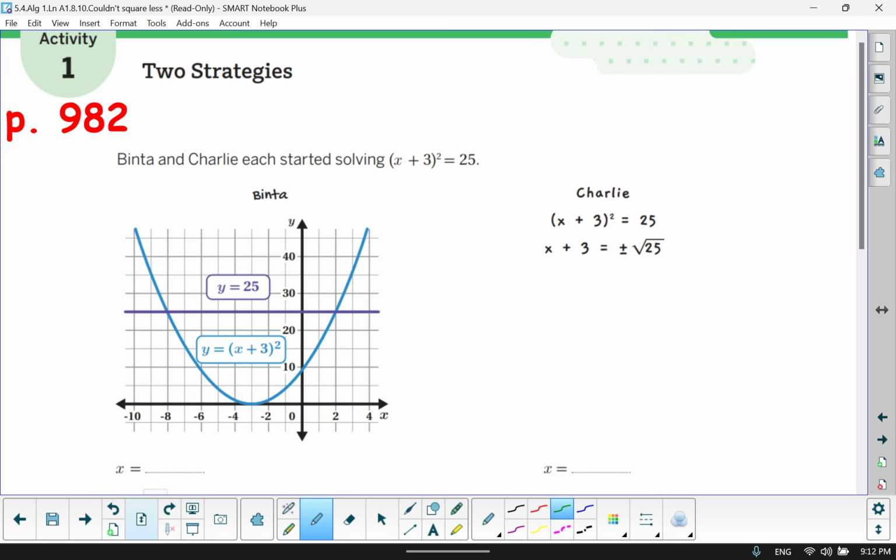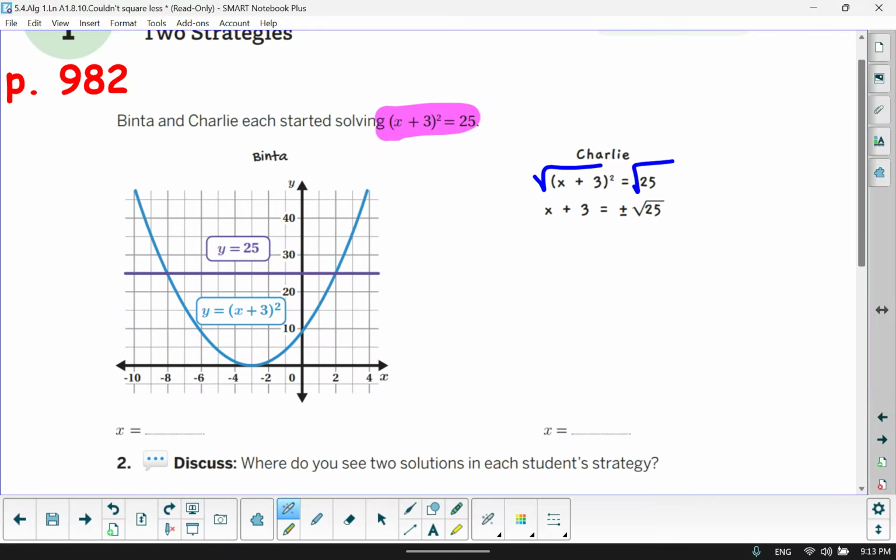All right, page 982, folks, page 982. I want you to take a look at Binta and Charlie's method here for a different equation. Here we have x plus 3 to the second power is equal to 25. Now, Binta uses the graphing method. Charlie does, in fact, use the square root of both sides. Sure wish that he would show his work. Now, pause for a second. I want you to ask yourself, where are the 2 solutions in each student strategy? Pause. Come on back when you're ready.